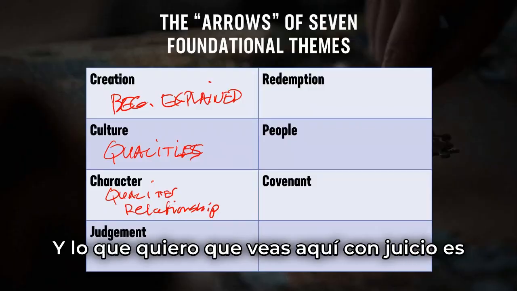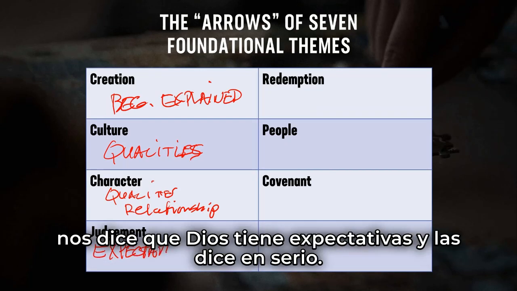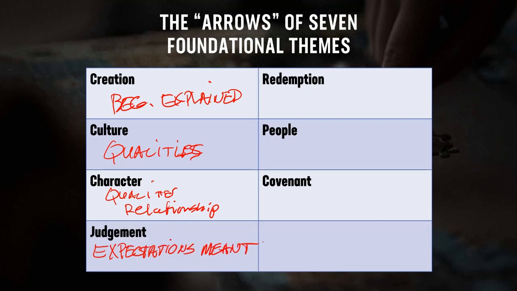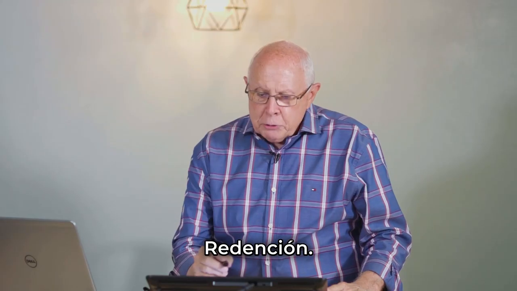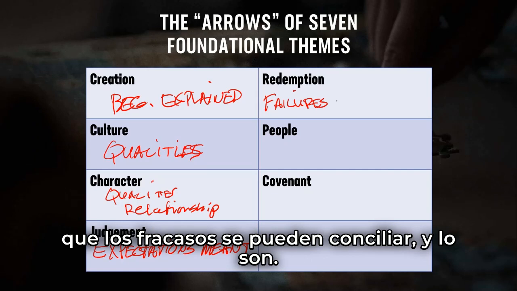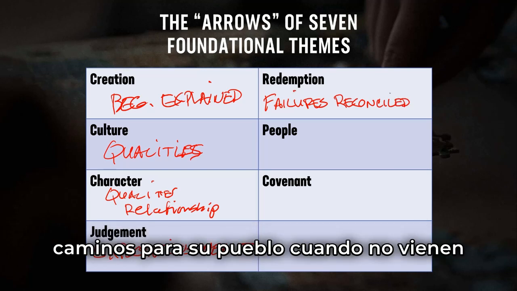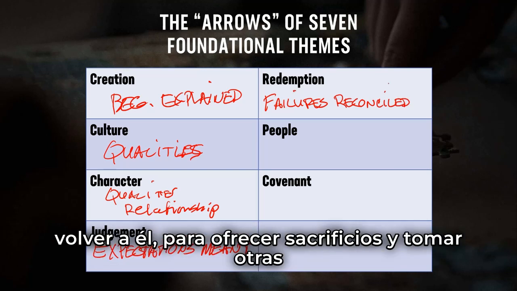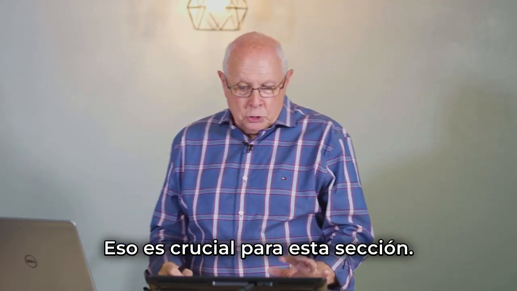Judgment will also be here. What I want you to see here with judgment is not so much a negative piece of it as what it says to us, that God has expectations and He means them. He expects those expectations to be fulfilled. Redemption, one of the great aspects of His redemption is that failures can be reconciled, and they are. As we'll see in Torah, God provides ways for His people when they fail to come back to Him, to offer sacrifices and take other steps that begin to reconcile a relationship that's crucial to this section.